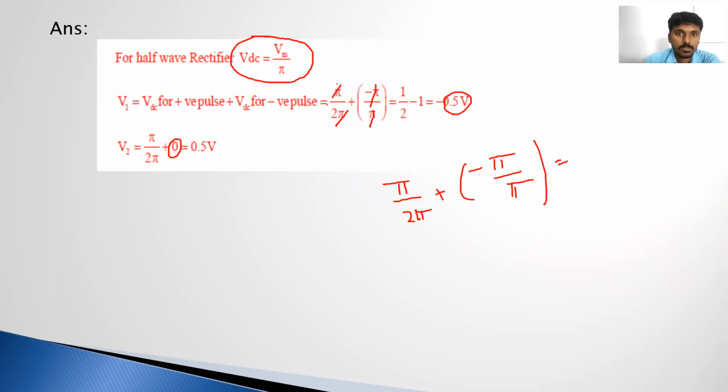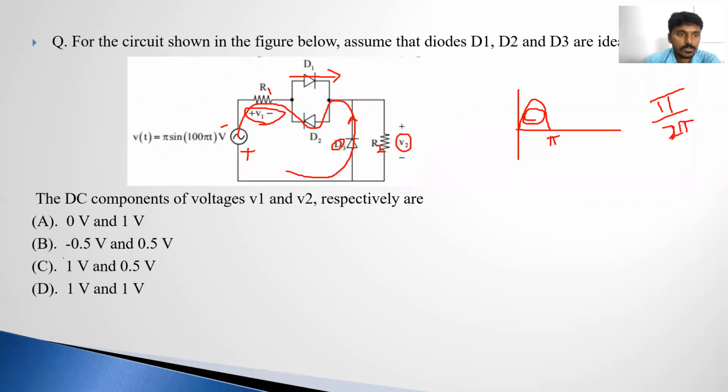We have taken only this point, pi by 2 pi. Pi by 2 pi plus 0, the pi cancels, that is equal to 1 by 2, which is 0.5. So V1 is equal to minus 0.5, Vt is equal to 0.5. Clear? So B is the right answer.